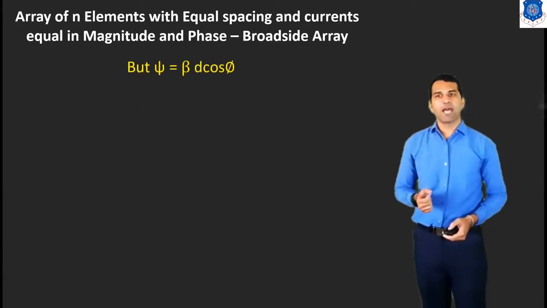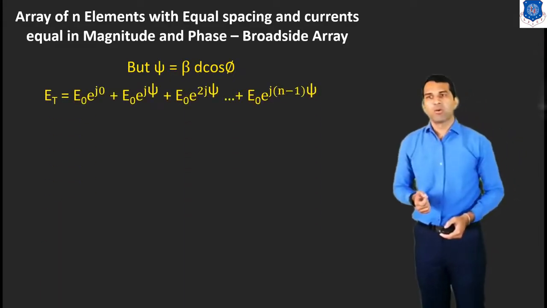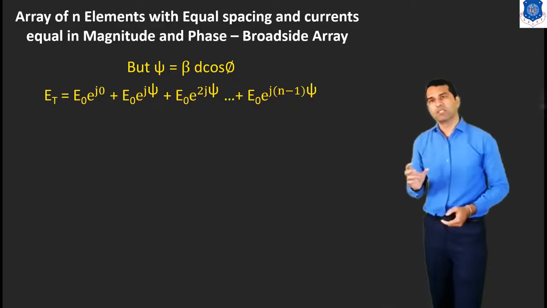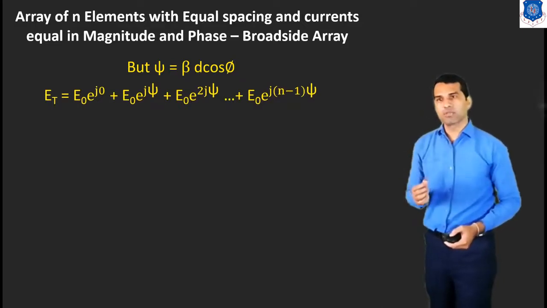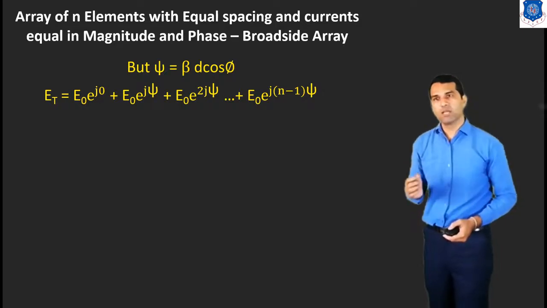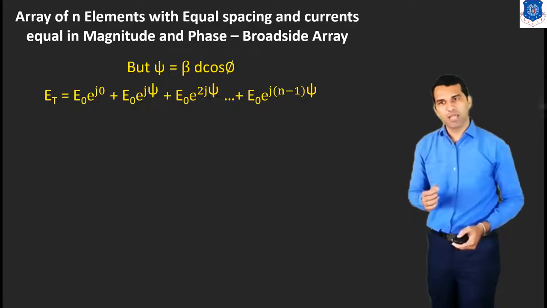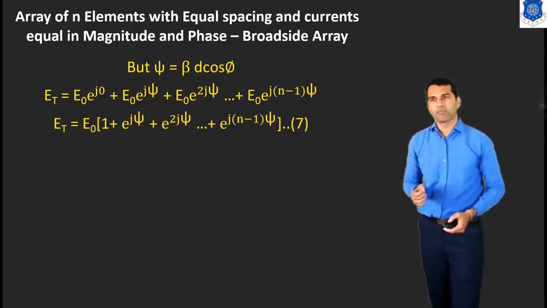But we know that psi is equal to beta d cos phi, the phase angle. So we have just beta d cos phi. Instead of beta d cos phi, we just write psi. So the equation becomes Et is equal to E0 e raised to 0 plus E0 e raised to j psi plus E0 e raised to 2j psi plus up to e raised to j(n minus 1) psi.